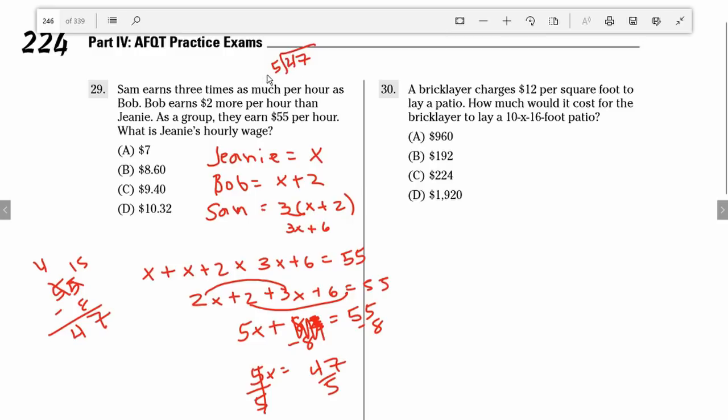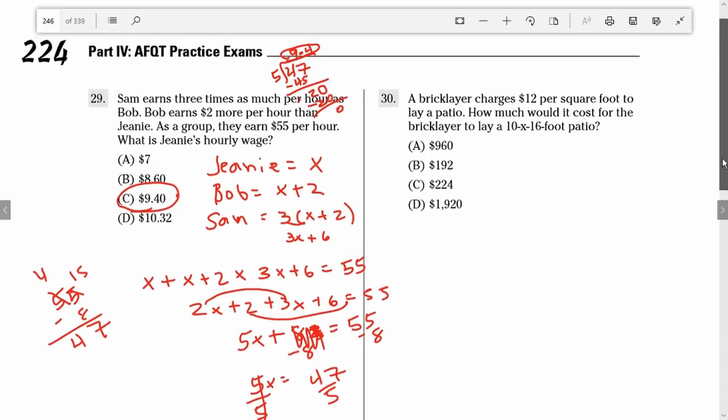5 goes into 4. It doesn't. 5 goes into 47 9 times. 9 times 5 is 45. Subtract. 47 minus 45 is 2. 5 doesn't go into 2, so we have to add a 0. Bring a decimal up when we add that 0. 5 goes into 20 4 times. 5 times 4 is 20, of course. Subtract. So we know that x, Jeannie's hourly wage, is $9.40 an hour. Okay?